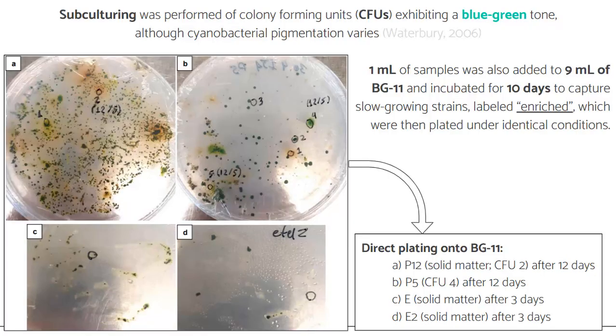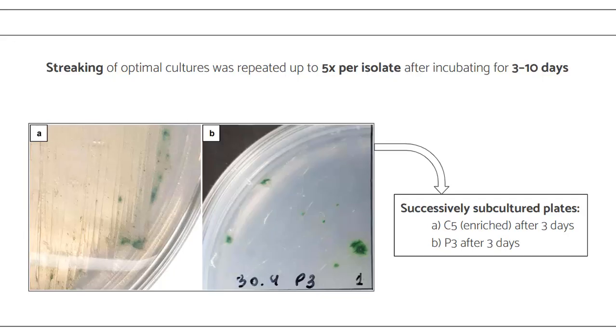Then the subculturing was performed on optimal colony forming units exhibiting a blue-green tone, though they might have many other colors. I also attempted to make enriched strains, for which I took a little of these colonies and let them sink a bit longer in BG11, hoping to favor cyanobacteria in there. And I continued streaking optimal cultures this way up to 5 times per isolate after incubating for 3 to 10 days, hoping to avoid other contaminants.